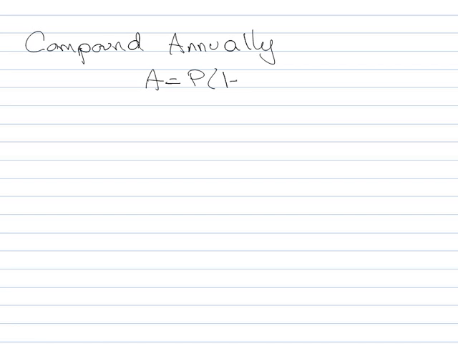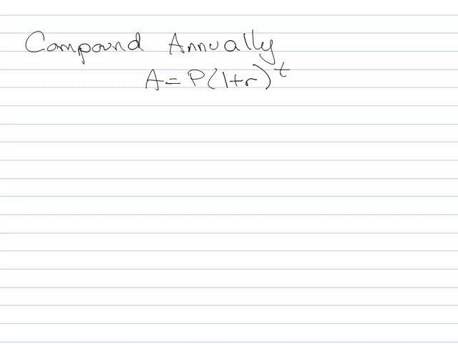So let's analyze what we just talked about. We said if I compound annually, so if I compound once a year, after 2 years, I owe P times (1 plus r) to the t. Now I want to analyze this for a second because, honestly, who compounds annually?